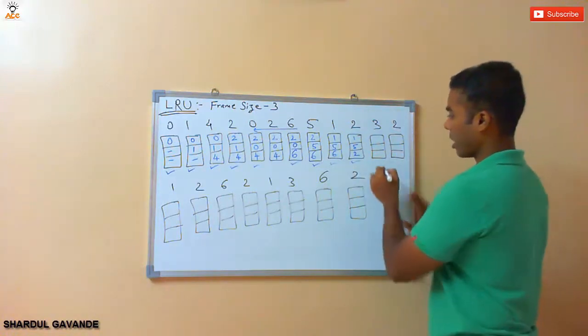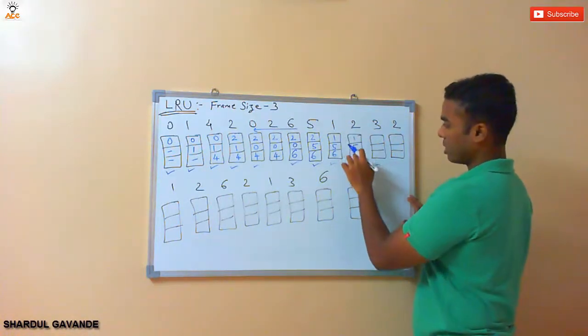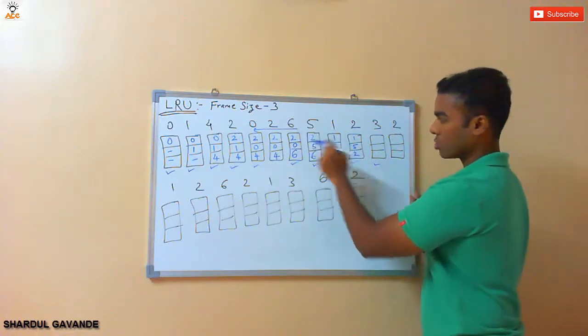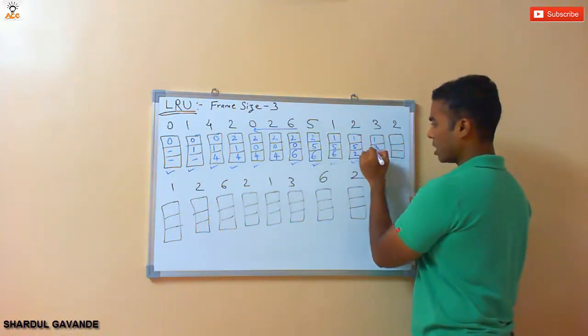Next is number 3. Again a page fault. 2 was used, 1 was used, and 5 has not been used for a longer time. So we have 1, 3, 2.